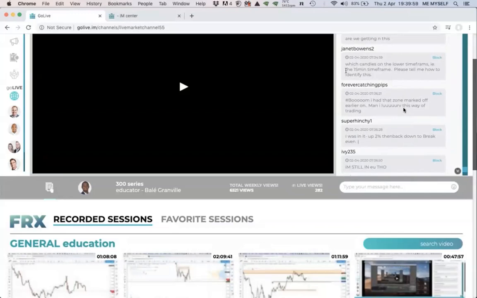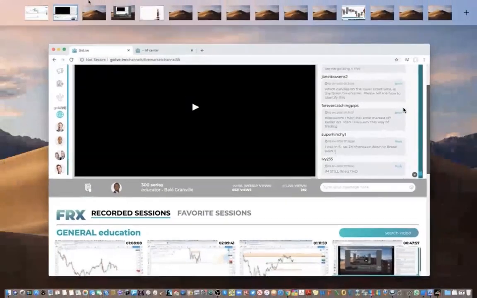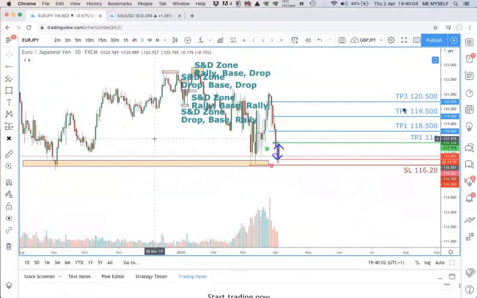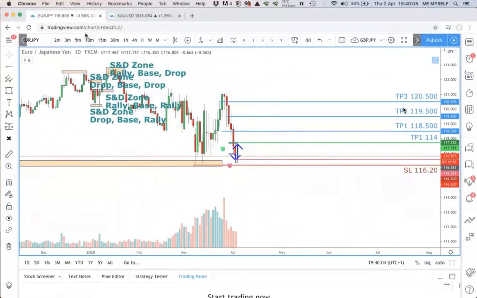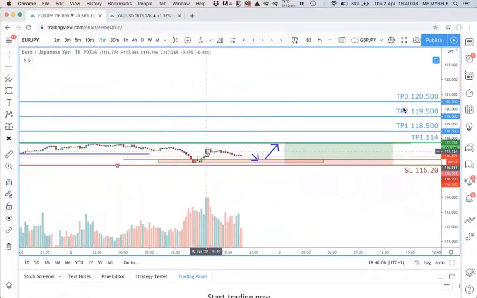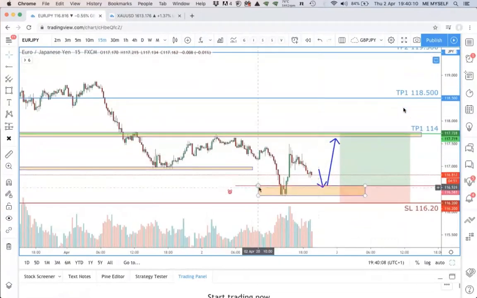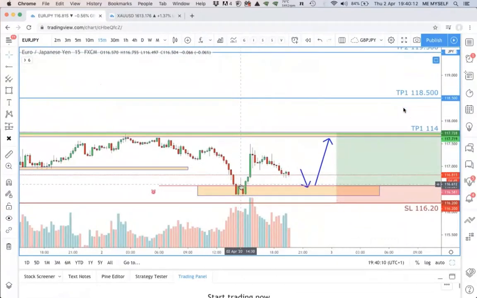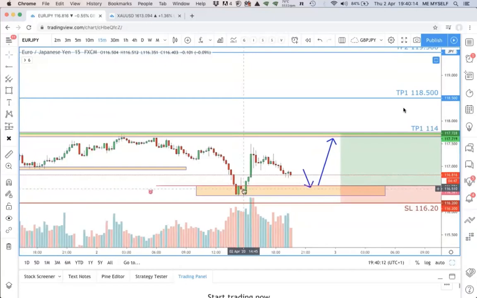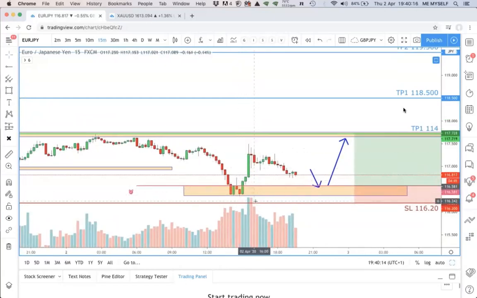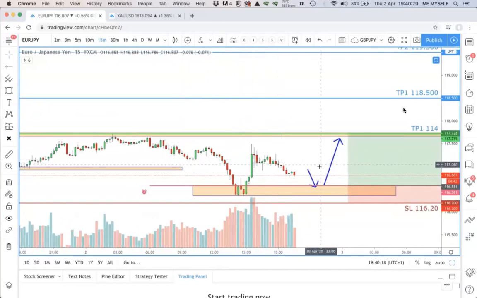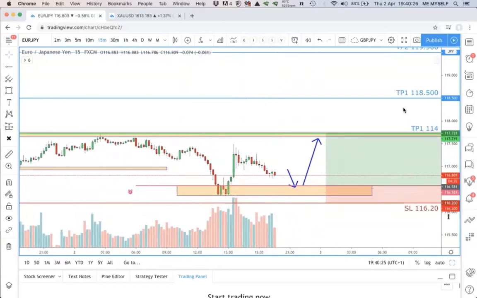Which candle on the 15-minute time frame? If I go down to the 15-minute time frame, you see these red candles here before the move up. That's what I identify. These down candles before the move up, that's how I identify my zone. Okay.